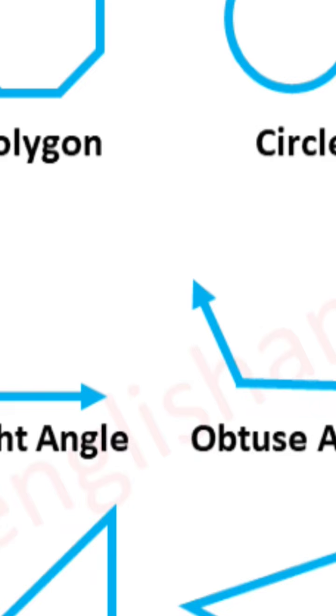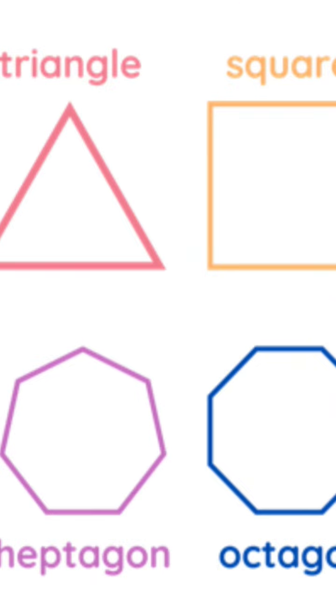For example, a rectangle with a length of 8 meters and a width of 3 meters has an area of 8 times 3, which equals 24 square meters. Next, triangles. The area of a triangle is calculated by multiplying the base by the height and dividing by 2.